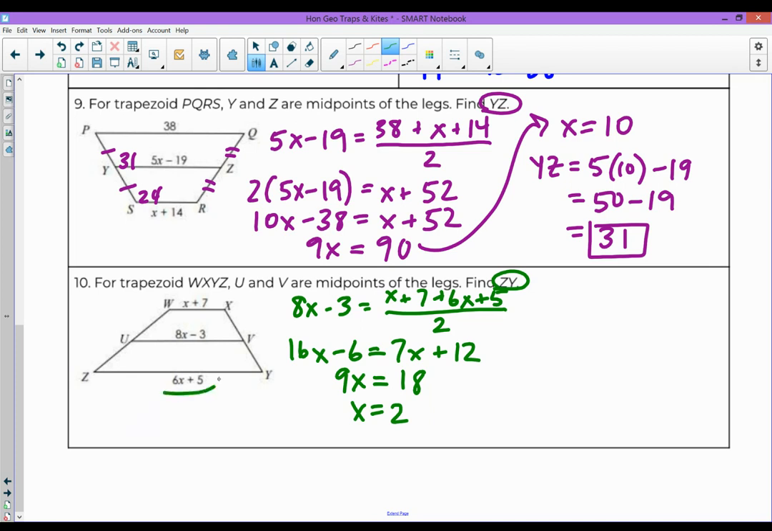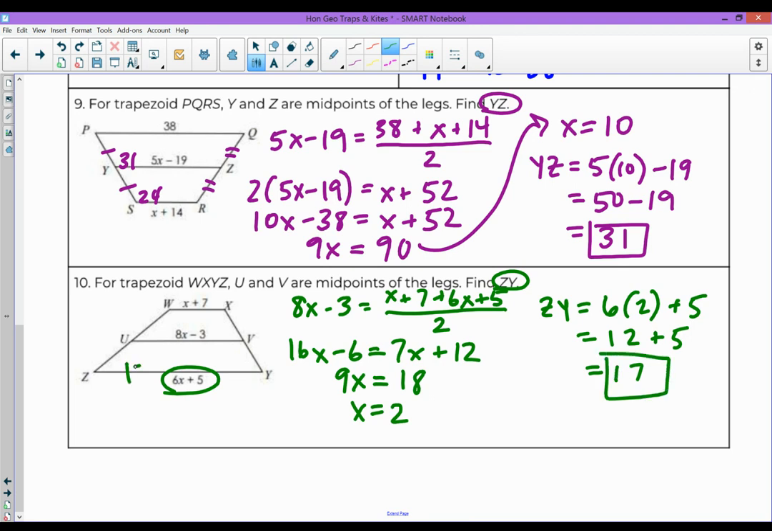Now I want to find ZY, the length of segment ZY. So that's 6 times 2 plus 5, which is 12 plus, did I make a mistake? Did I mess something up? ZY. I didn't. I'm feeling good. Sorry for the alarm. So that's 17. And then we could just check to make sure that makes sense. If x is 2, that would have to be 9. It's 8 away, 4 away, this should be 13. 2 times 8, 16, minus 3 is 13. Perfect.